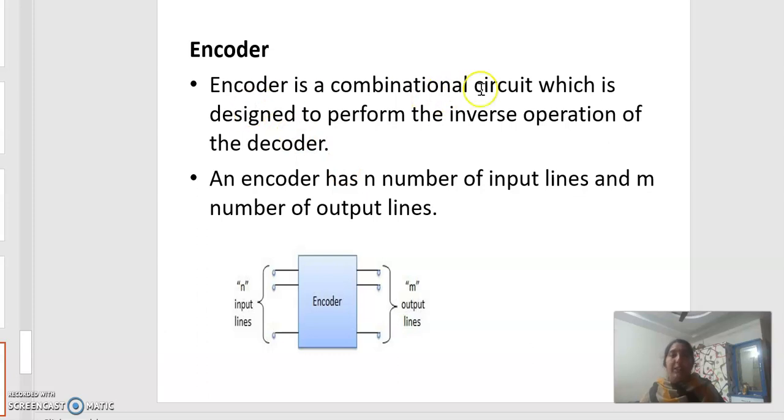Encoder. An encoder is a combinational circuit which is designed to perform the inverse operation of the decoder. The encoder has n number of input lines and m number of output lines.